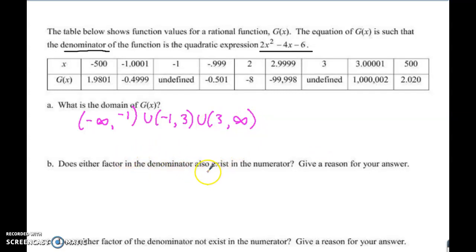Does either factor in the denominator also exist in the numerator? Well, let's look at what that even means. If we have a canceling factor, this implies, here's my symbol for implies, that there's a hole in the graph in g. So what does that mean?